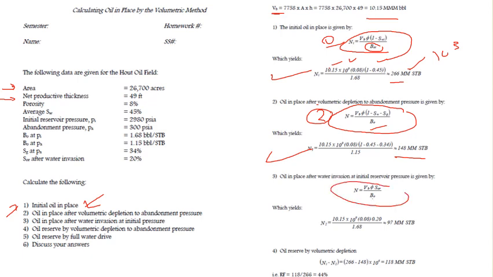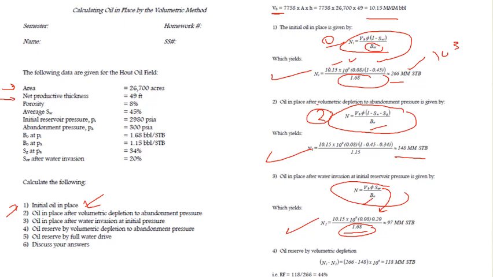We can find that BO started to come back to 1.68, like in the initial pressure, and residual oil saturation is obtained directly, and we can get the oil in place after water invasion.